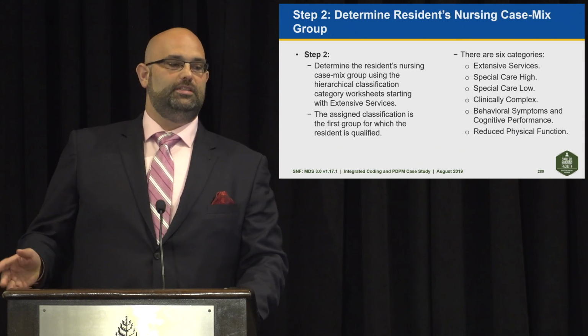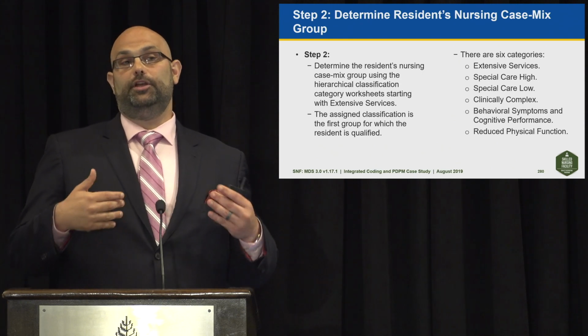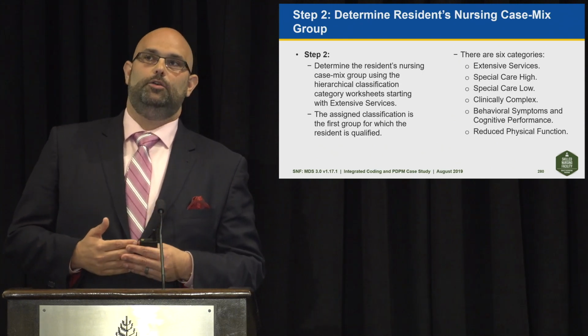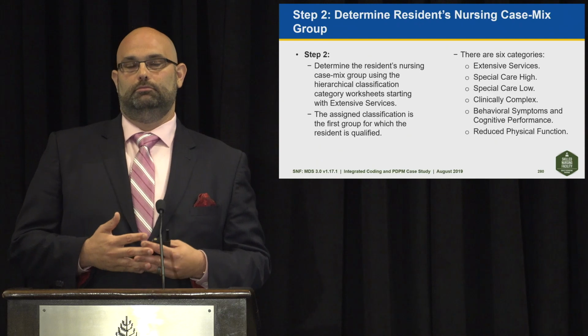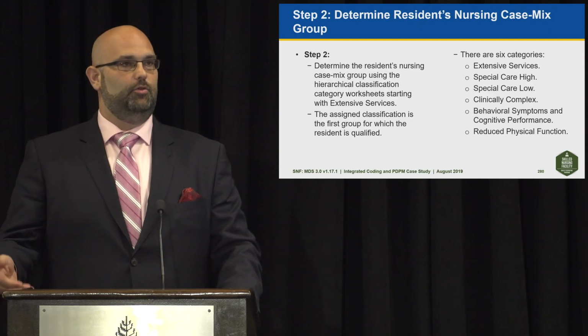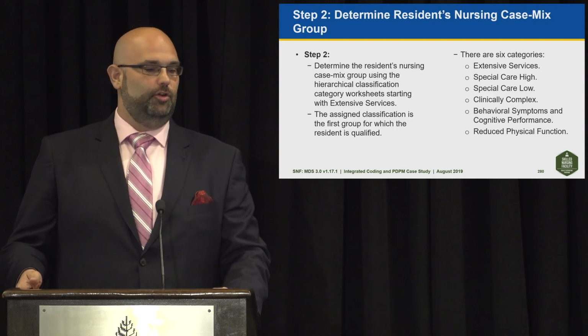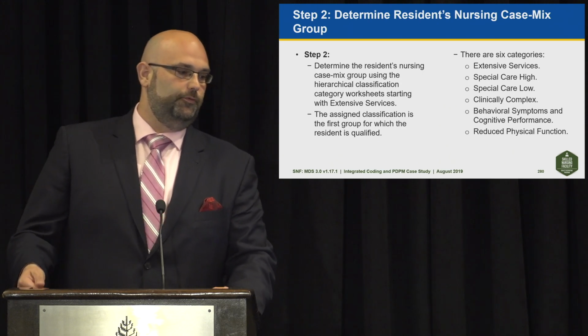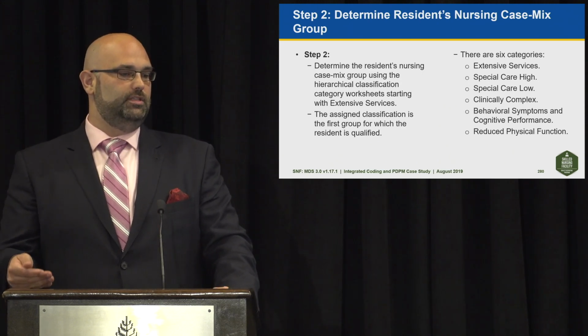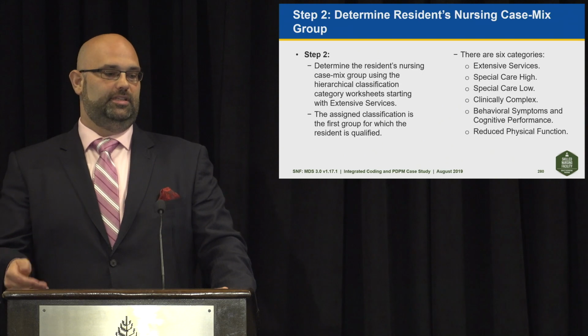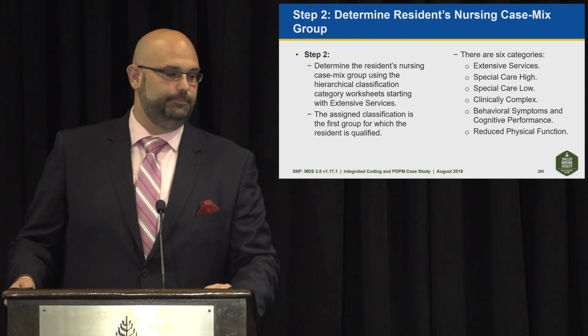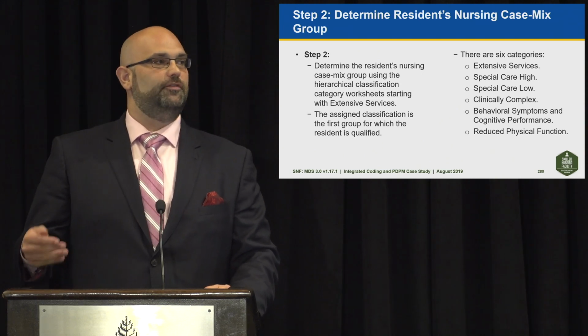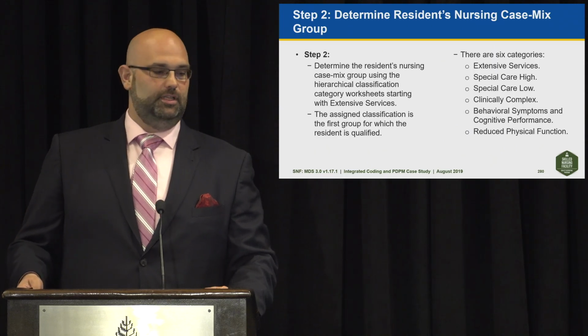Next is to determine the resident's nursing case mix group, which, as I mentioned earlier, is basically the same as how you would do it currently. So it's the exact same steps that we get to in order to identify their nursing group as we do under RUG 4. So first, to determine which of these 6 categories they're going to fall into, the extensive services through the reduced physical function. And the assigned classification is the first group for which the resident is qualified.